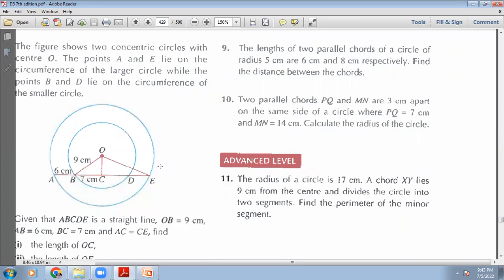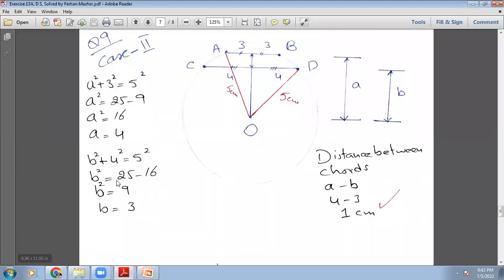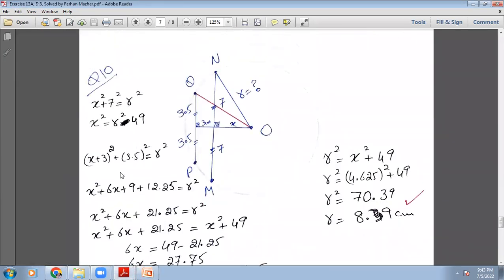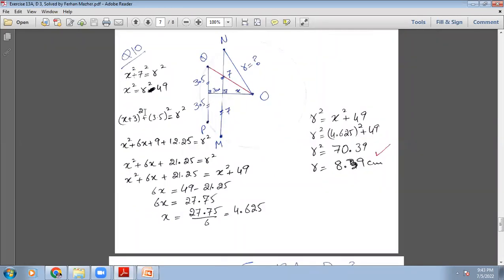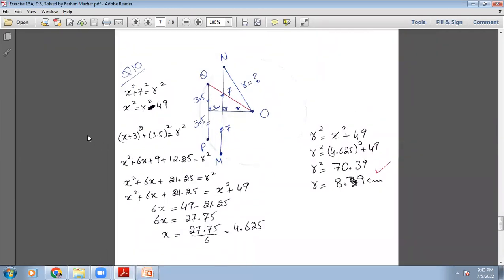So here we have 2 parallel chords. One chord is PQ, whose length is 7 centimeter. The other chord is MN, its length is 14 centimeter, and the distance between them is 3 centimeter. They want us to find out the radius of this circle. So let me show you how this is done. This is question number 10. Here we have drawn a diagram, and this diagram is not to scale, it's just for understanding.